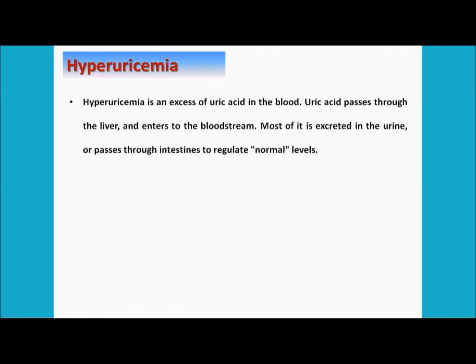Now let's discuss the pathological condition known as hyperuricemia. So what is hyperuricemia? The name itself suggests that hyper means more, and uricemia means a high amount of uric acid, right? So hyperuricemia is an excess of uric acid in the blood. This uric acid passes through the liver and enters the bloodstream.